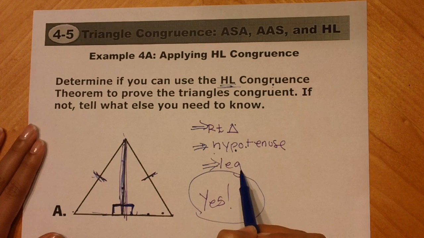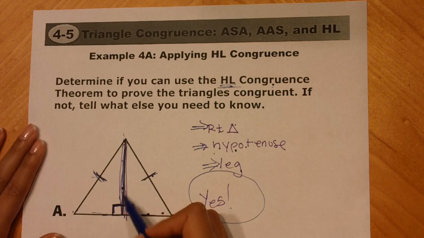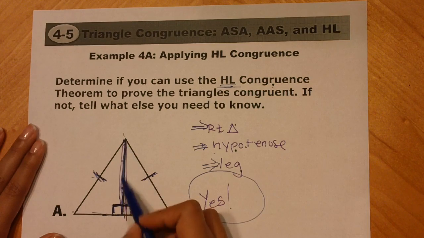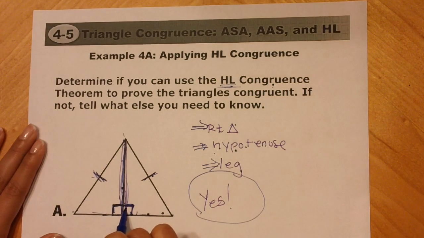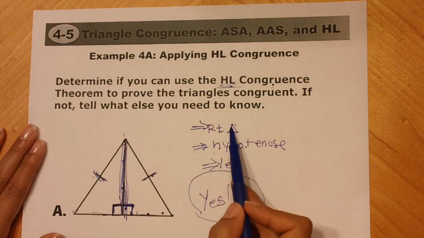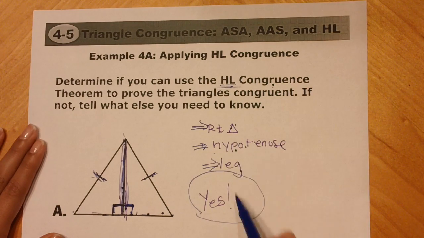And I know that they also have a leg congruent to each other because this segment right here is congruent to itself because of the reflexive property. So I have right triangles, a hypotenuse, and a leg congruent to each other, which means these triangles are congruent.